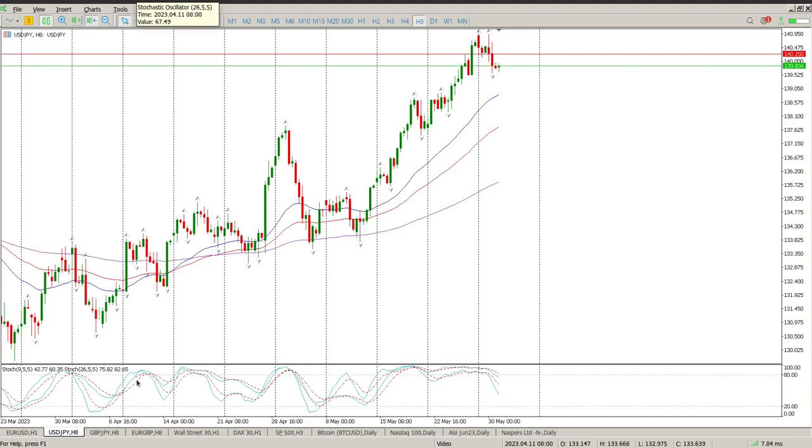So just moving on to US dollar, Japanese yen.